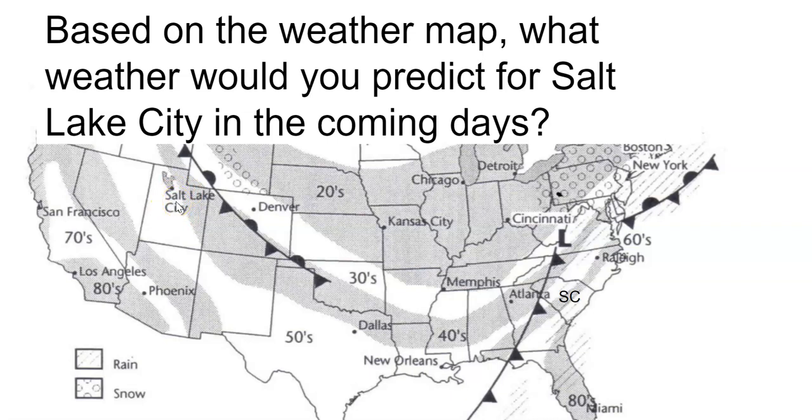Now, what's going to happen to their temperatures? Well, you have to actually look at the stationary front. It tells you which side the cold air is on, which side the warm air is on. The cooler air is on this side, and the warmer air is on this side. So after this stationary front passes through Salt Lake City, we would expect their temperatures to get warmer.